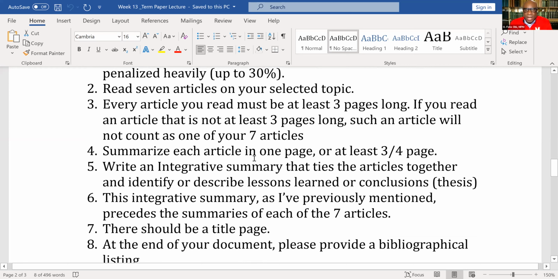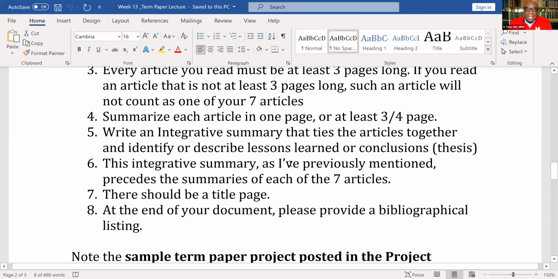Summarize each article in one page or at least three quarters of a page. More than one page is too long. Less than three quarters of a page will be too short. Write an integrative summary that ties the articles together and identify or describe lessons learned or conclusions, the thesis. This integrative summary, as I've previously mentioned, precedes the summary of each of the seven articles.